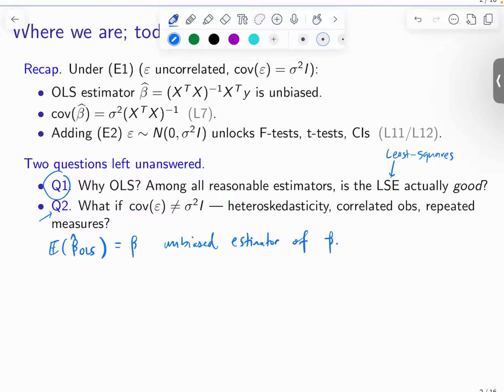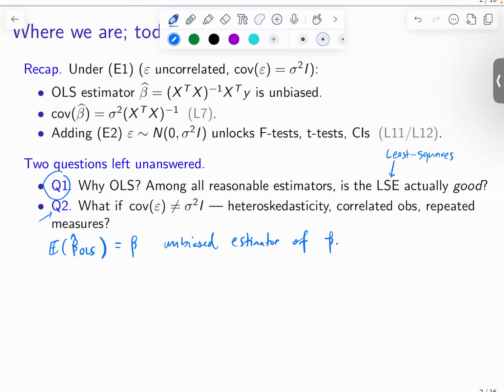But this can be achieved by many other estimators. There are any number of other estimators that can achieve this. Unbiasedness is not unique to the OLS. So if I want to show that it's a good estimator, what else do I need? Yes, to show precision. Great. So what do we have at hand that allows us to measure precision?